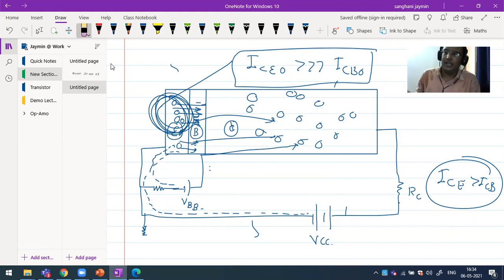It can work as a pre-amplifier, but in real-time applications, for the purpose of amplification, at that time the common emitter is compulsorily used. Remember that point. Okay, so is this point clear to all? So please try to understand.